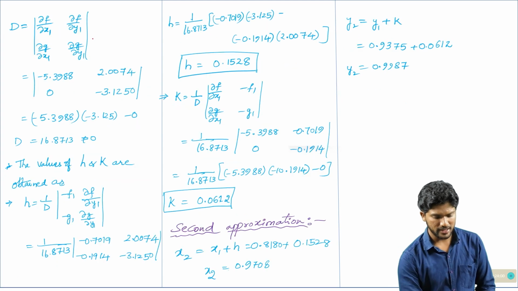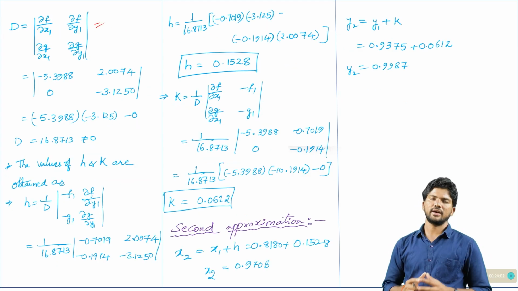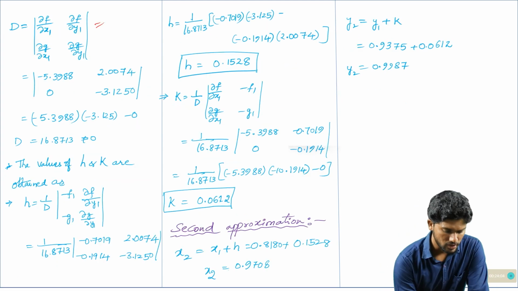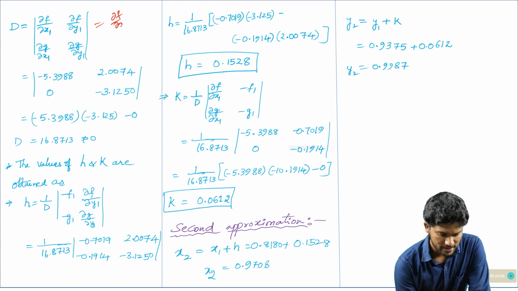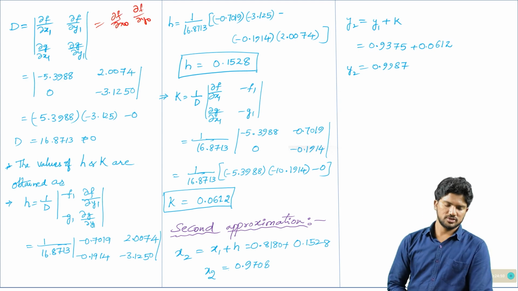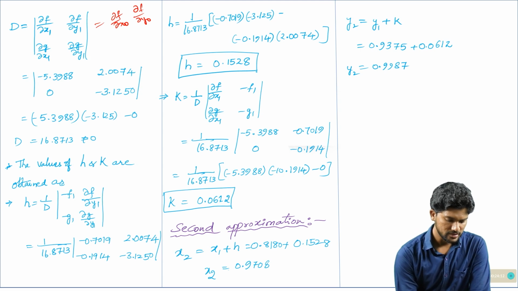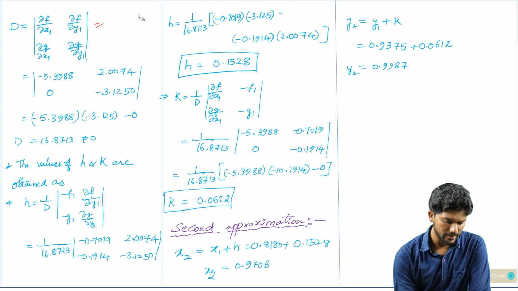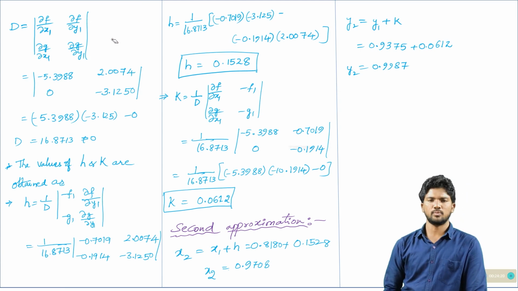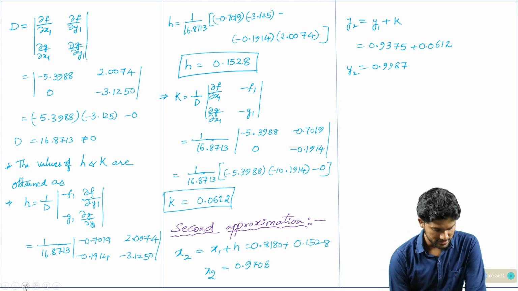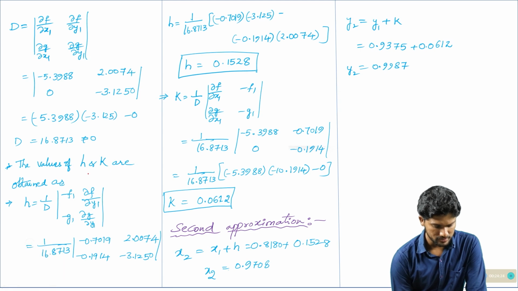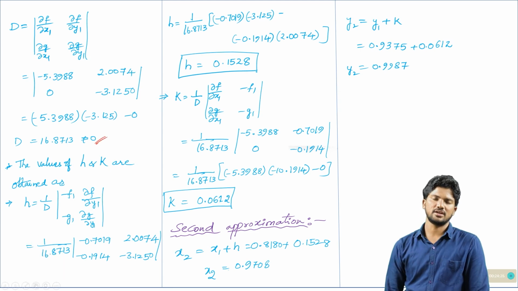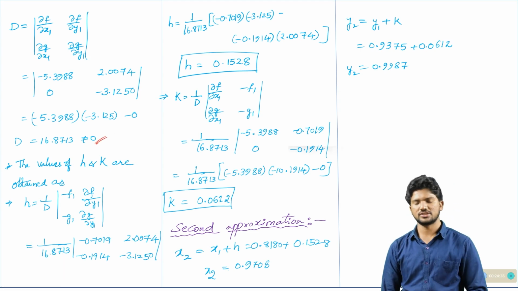So capital D is equal to the formula: ∂f/∂x₀, earlier we had ∂f/∂x₀, now ∂f/∂y₁. In that format, substitute the corresponding values and simplify them, and you will get the capital D determinant value equal to 16.8713. It is also a positive number, not equal to 0. Capital D is not equal to 0, then we can proceed further.